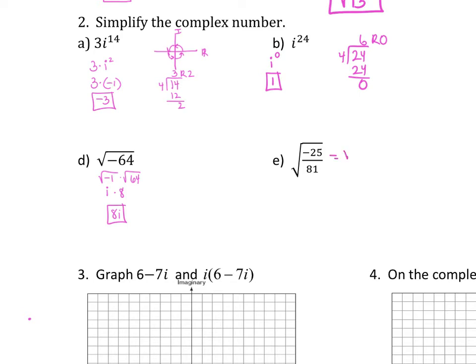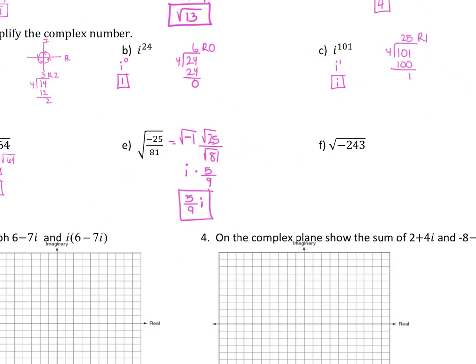This equals the square root of negative 1 times the square root of 25 over the square root of 81. This leaves you with i. Square root of 25 is 5. Square root of 81 is 9. And we will write that as 5/9 i, or 5i over 9.